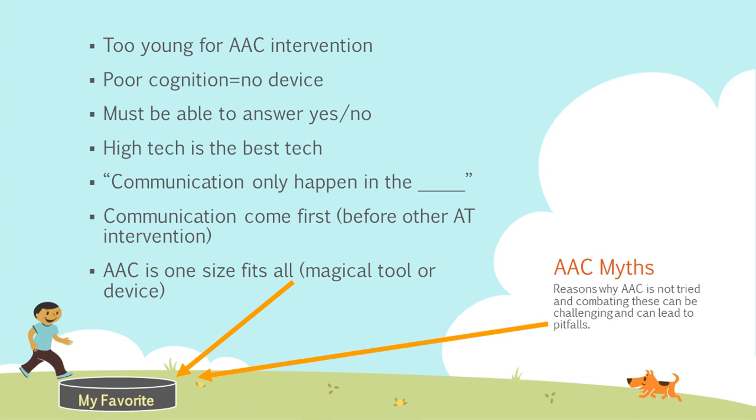High tech is the best tech. Another dangerous pitfall. High tech will not always be the answer, and even if it is the best tech for one particular child, you still need a low-tech method, a backup method of communicating, just in case that high-tech method breaks down, there's a power outage, no battery, something. You always have to have a low-tech option. So even when you're evaluating for high-tech, please remember to have a backup method.